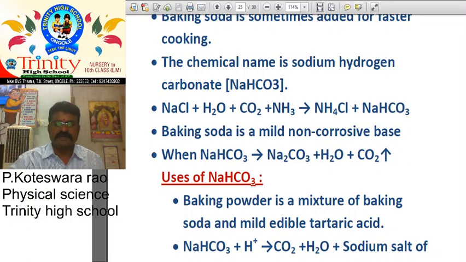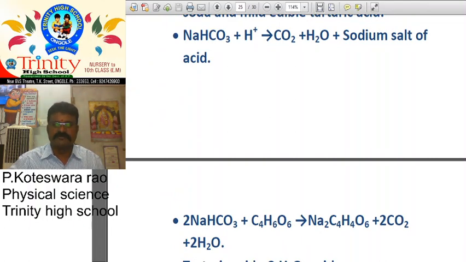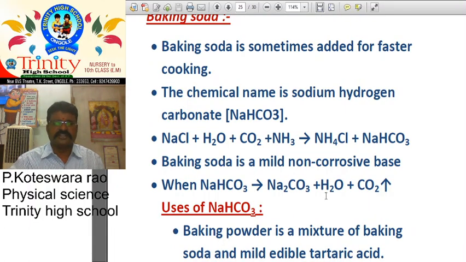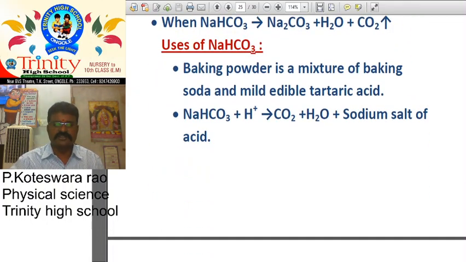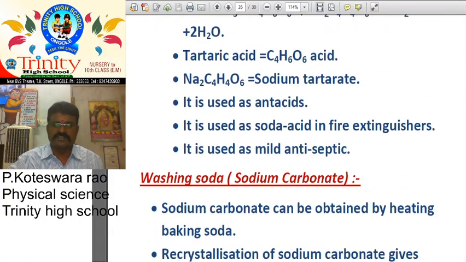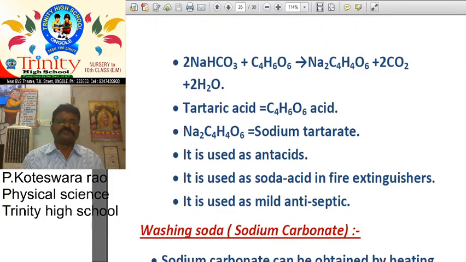Next, baking soda is a mild non-corrosive base. What happens if it is heated? It produces washing soda, water and carbon dioxide. And what are the uses? Baking powder is a mixture of baking soda and tartaric acid. And what about the equation? 2NaHCO3 plus C4H6O6 gives Na2C4H4O6 plus CO2 plus 2H2O. Tartaric acid formula is C4H6O6. Okay. Next, what about sodium tartrate?